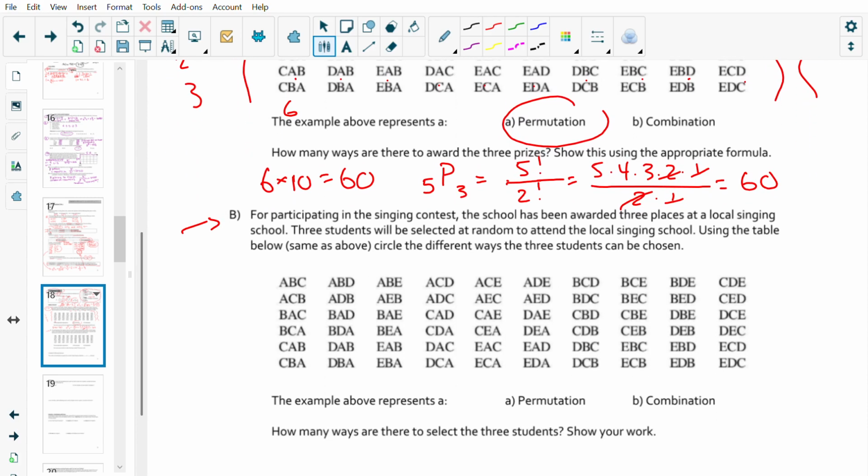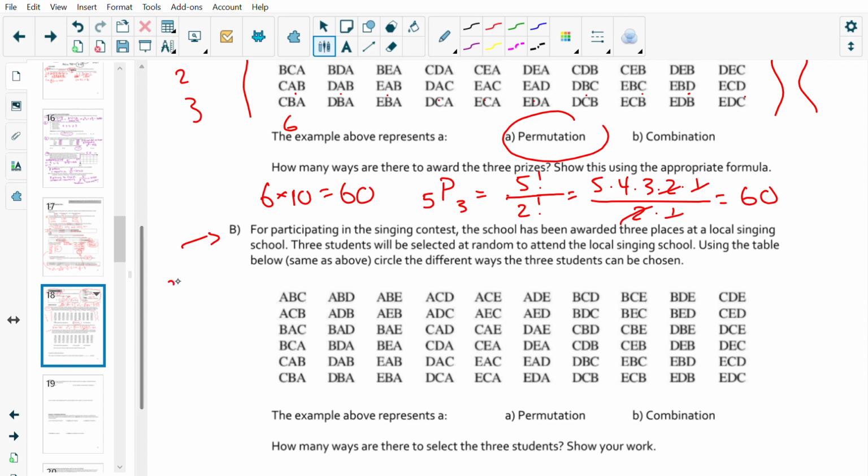Part B, for participating in the singing contest, the school has been awarded 3 places at a local singing school. 3 students will be selected at random to attend the local singing school. Using the table below, same as above, circle the different ways the 3 students can be chosen. Okay? So now, here's the key here. Order does not matter.